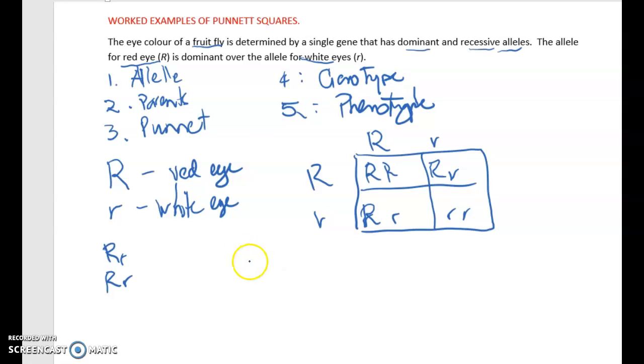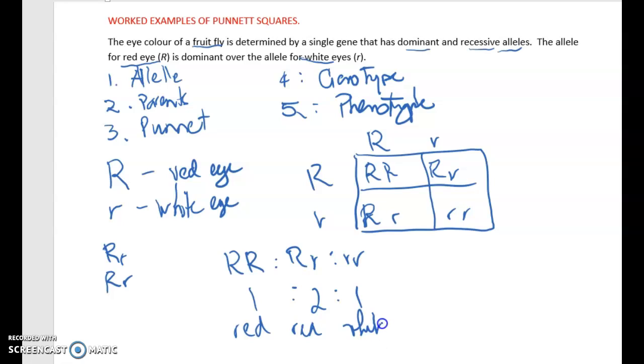Now the genotype. Remember, we basically have homozygous, same, dominant is RR. We have the heterozygous, capital R little r, and the homozygous recessive, little r little r. And from our Punnett, we can see we have a 1, 2, 1 ratio. So remember, red is dominant, so that will be red. That will be also red, and that will be white.